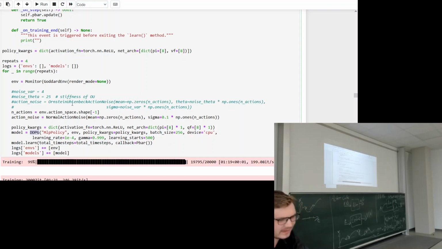We can just have a class that is named DDPG from that library. We define everything according to their interface. So we have an MLP policy, which is a multi-layer perceptron. Probably there are other policies that use recurrent networks or whatsoever. There are other architectures that you could use. We define batch size. We define that we want to learn on our CPU and not on our GPU.